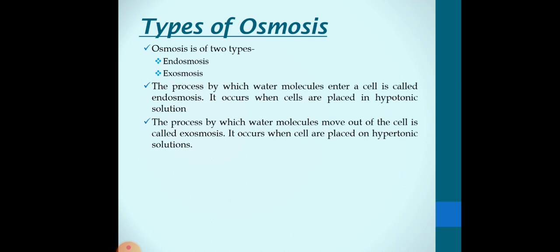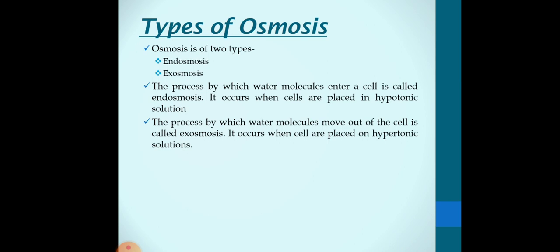Fine. So there are two types of osmosis. One is endosmosis and the other one is exosmosis. As the name suggests, endo means inside and exo means outside. So the process by which water molecules enter a cell is called endosmosis. And this endosmosis occurs when a cell is placed in hypotonic solution. In the previous slide, I have shown you that the red blood cell swells because water moves inside of it.